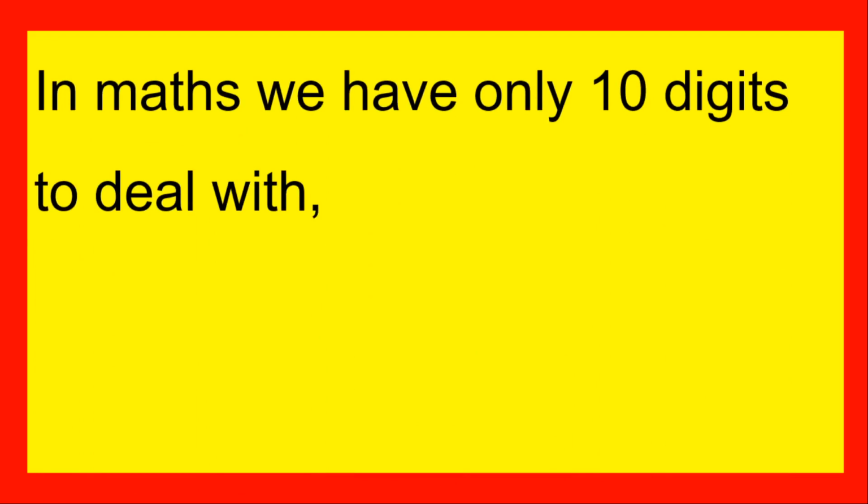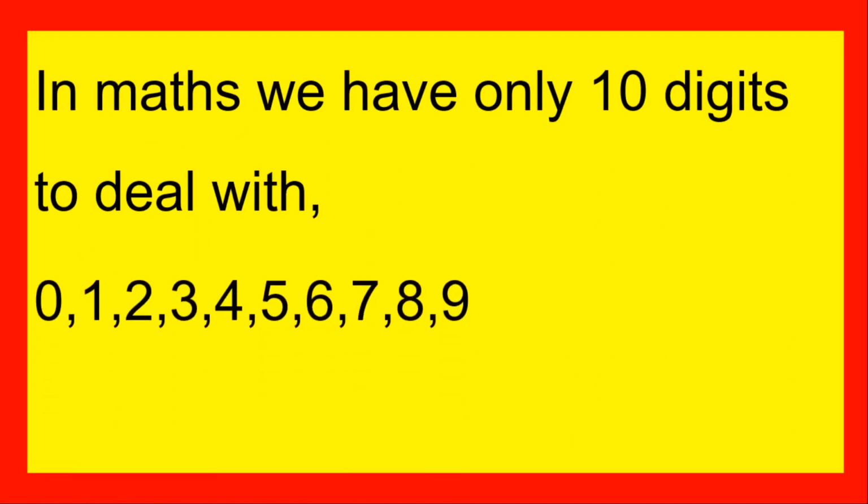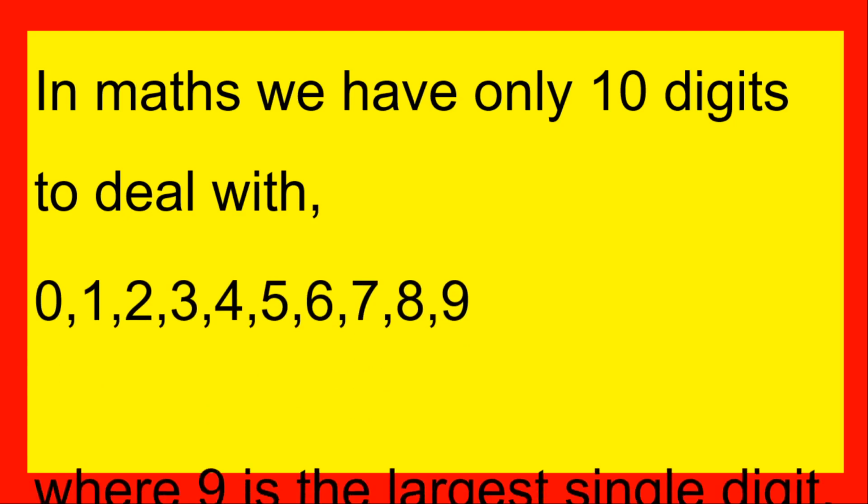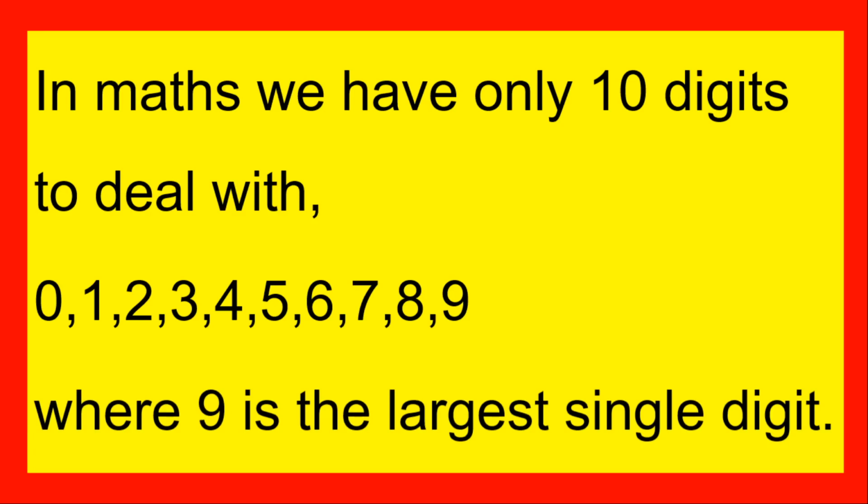Kids, in maths we have only 10 digits to deal with, and those 10 digits are 0, 1, 2, 3, 4, 5, 6, 7, 8 and 9. You have seen them a lot, and you can notice 9 is the largest single digit here. There's nothing bigger than 9. Whenever we reach 9 and add one more, it turns into another small number. So 9 is the largest single digit, and in total you will see all these 10 digits again and again. They make all the numbers.